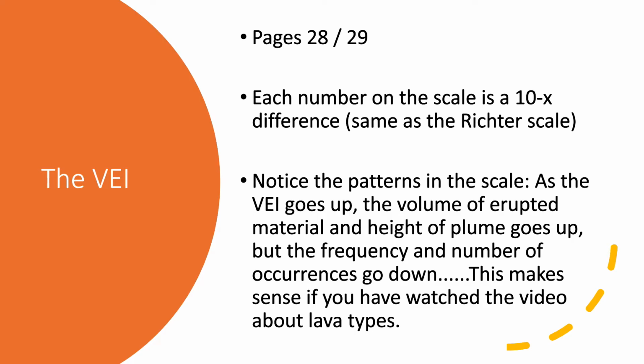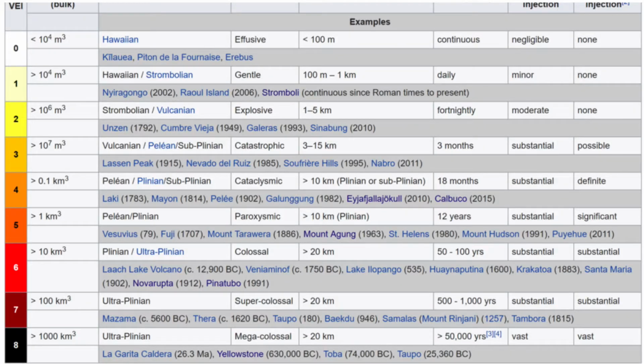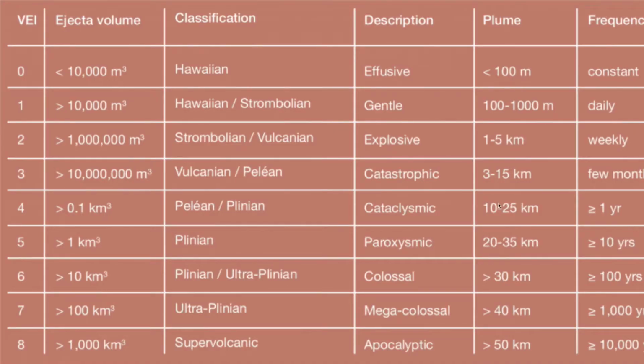Really, all you need to do is to notice the patterns. The text version is slightly better for this in some places than others. So let's have a look here. Okay, so the VEI goes from 0 to 8, fine.